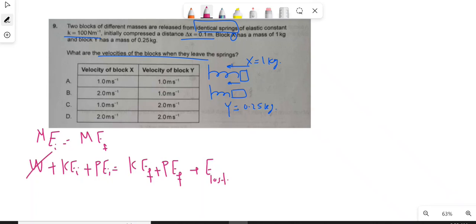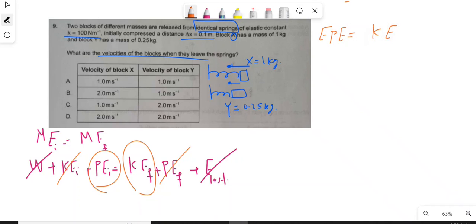Now I don't have work applied and I don't have energy lost. The initial energy, sorry, was potential energy, elastic potential energy. The object wasn't moving, but it's compressed at the beginning. Then the mass-spring system starts to vibrate back and forth, so I will have kinetic energy. So the initial energy is elastic potential energy and it will equal the final energy, which is kinetic energy. Initial equals final.